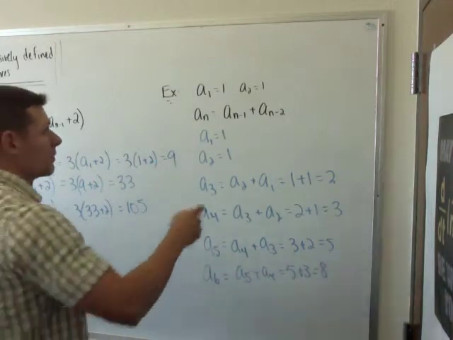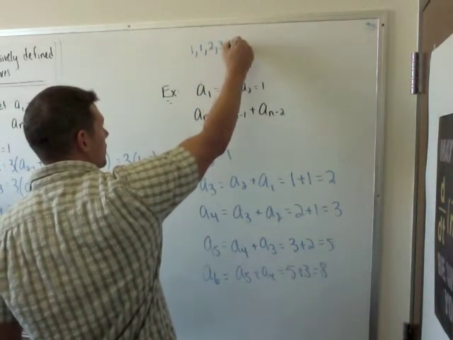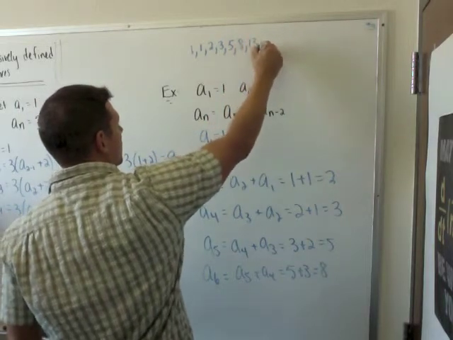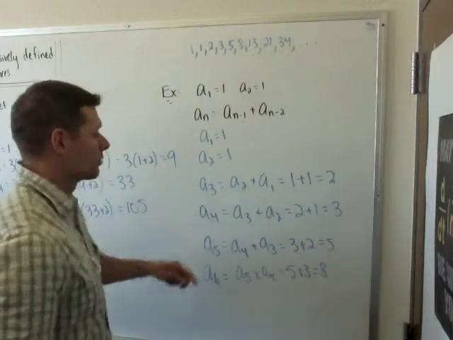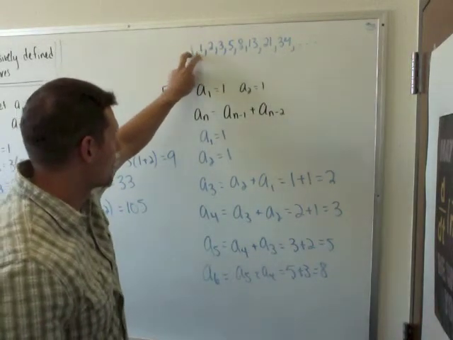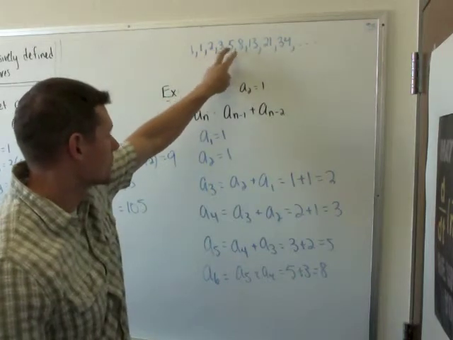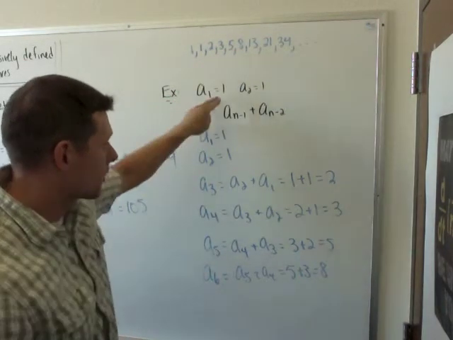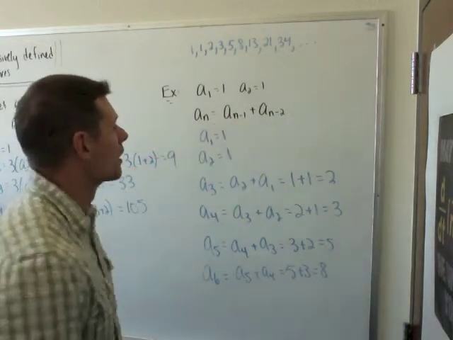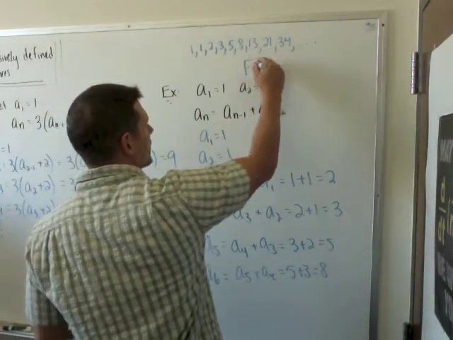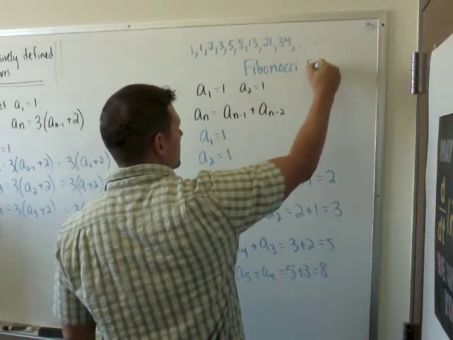So our sequence of numbers is going to be 1, 1, 2, 3, 5, 8, 13, 21, 34. And you'll notice that each number is the sum of the previous two. This one is the sum of the previous two. This one is the sum of the previous two. This one's the sum of the previous two, and so forth. That's the way this is defined. Each number is the sum of the previous two. And this is actually called the Fibonacci Sequence.